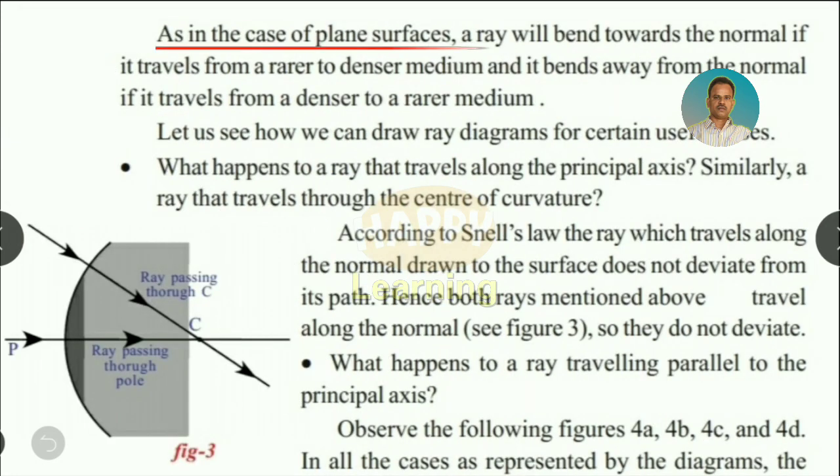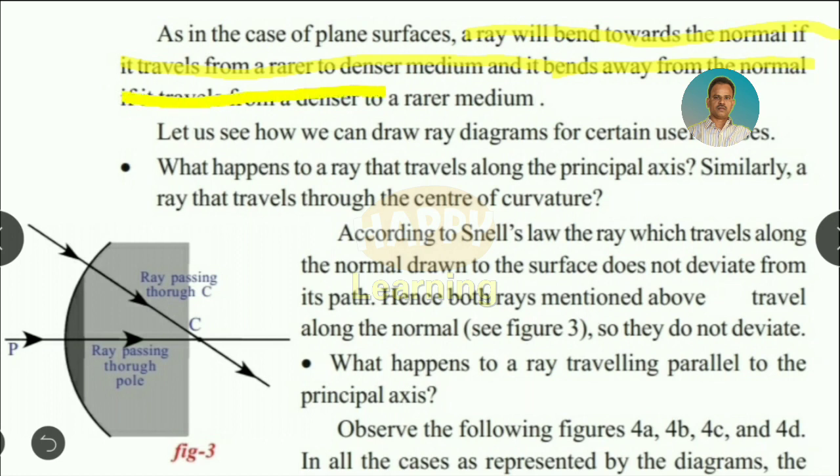As in the case of plane surfaces, a ray will bend towards the normal if it travels from rarer medium to denser medium, and it bends away from the normal if it travels from denser medium to rarer medium.